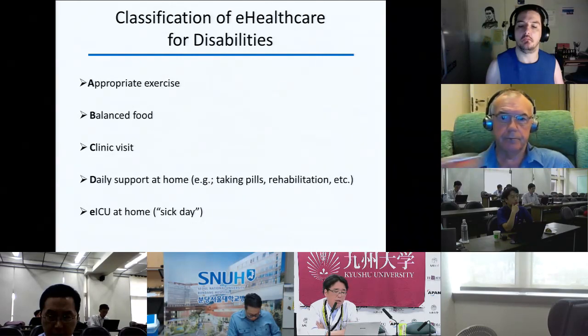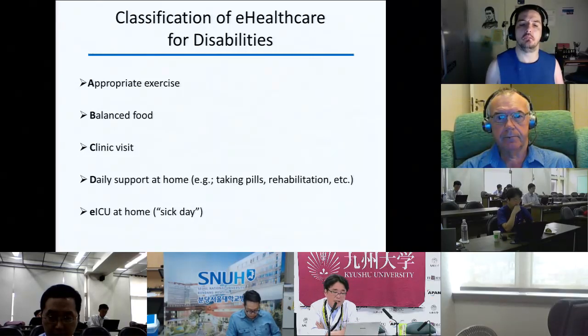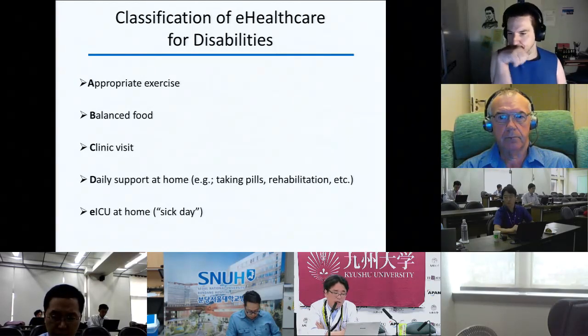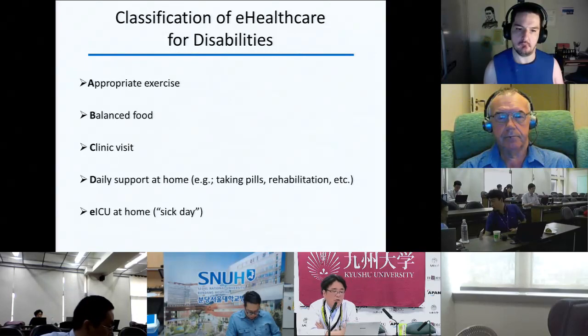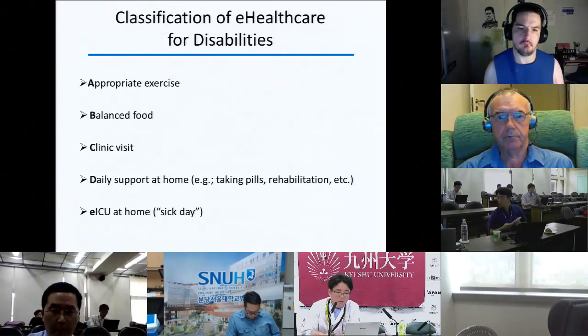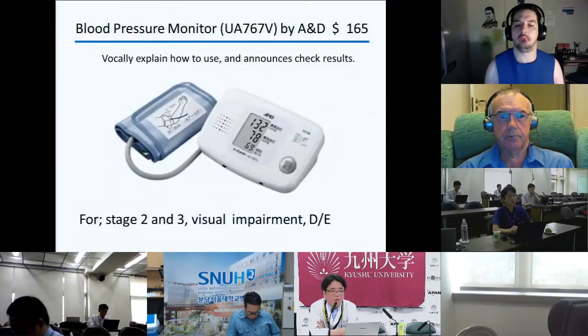That means, for example, a person affected by influenza virus, flu, or a person with severe diarrhea, they have to check their body and decide whether they go to the clinic or not. Okay.